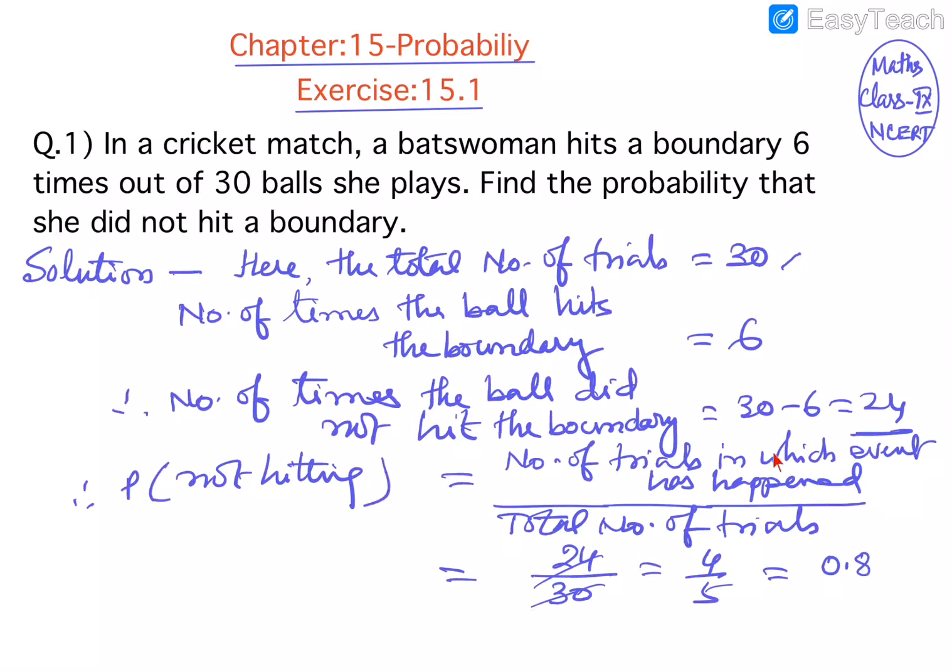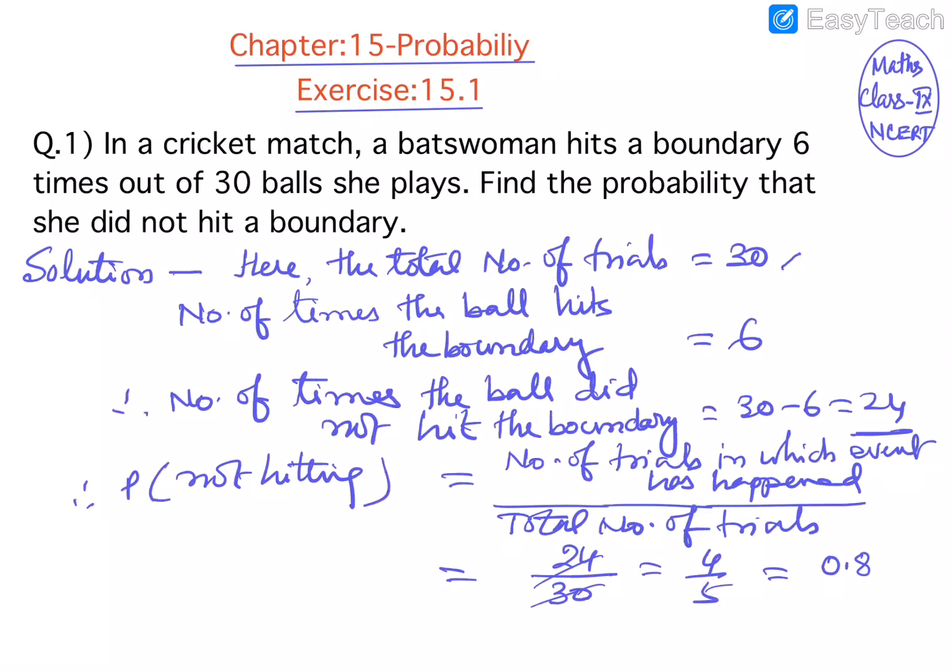Number of trials in which event has happened is 24 and the total number of trials is 30, and therefore required probability is 24 by 30 is equal to 4 by 5, that is 0.8.